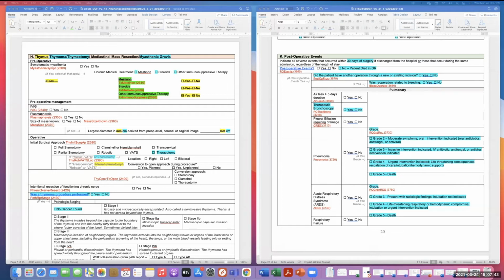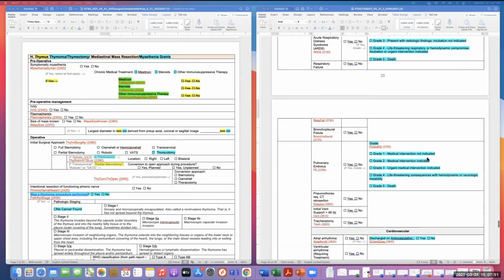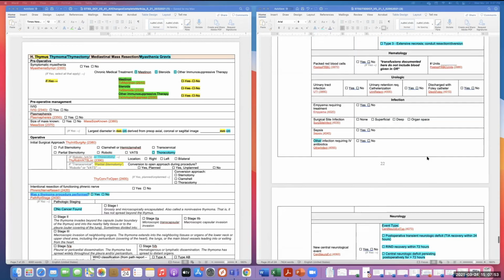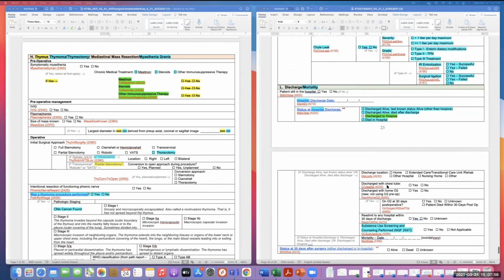Status at hospital discharge, response DC to live, died after discharge. Does this replace the 30-day status? No, we still have the 30-day status down at the bottom.